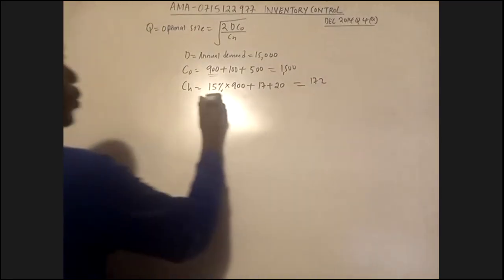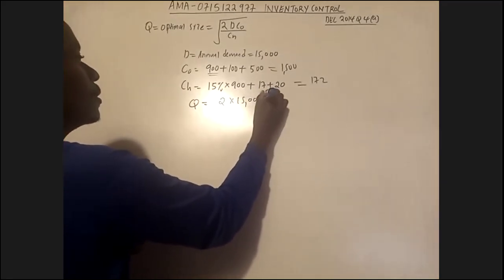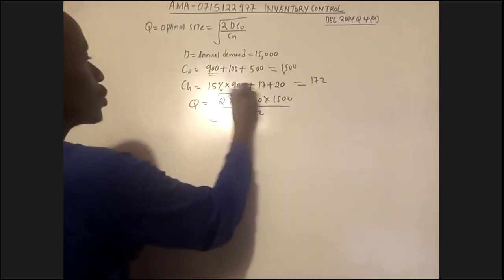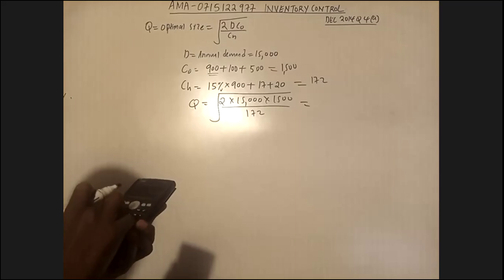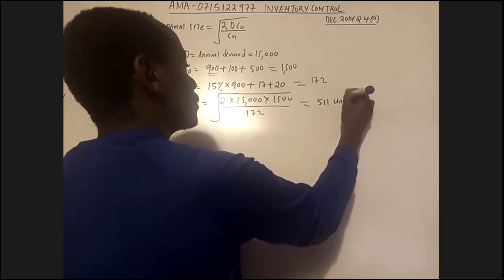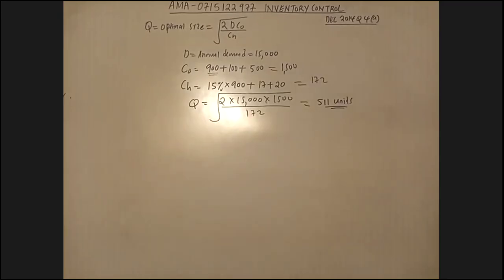172. So itakuwa our Q ni 2 times 15,000 times 1500 over 172. Ndio sasa tumemaliza hivyo. So 2 times 15,000 times 1500 divided by 172, then square root. So 511 units. Hizo ziko sawa? 511 units.